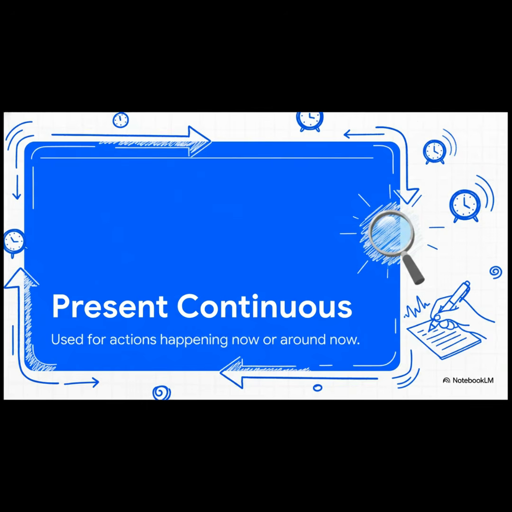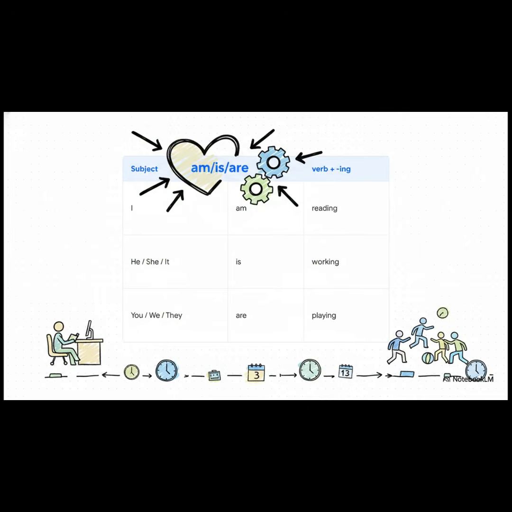But what about things that are happening right now? Actions that are in progress. For that, we need a totally different tool. And that's the present continuous. This one is all about immediacy. What's happening this very moment? The formula here is kind of like a team effort. You need the verb to be, that's your am, is, or are, and you team it up with your main verb that ends in ing. That combination is the signal that an action is happening right now.